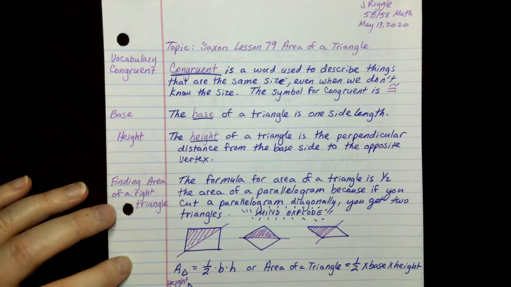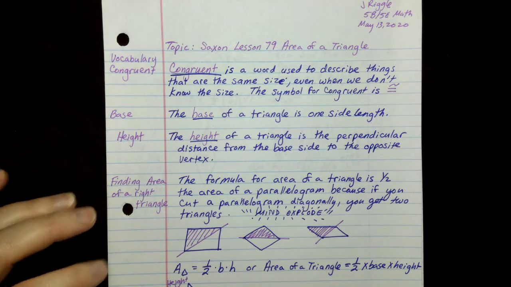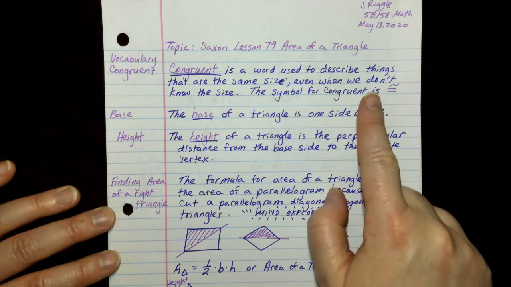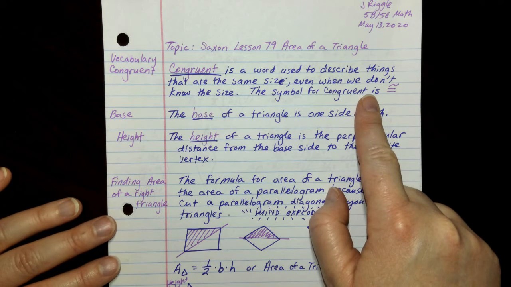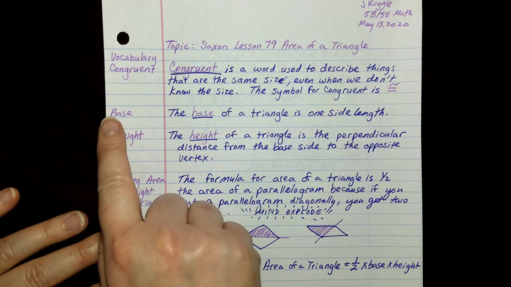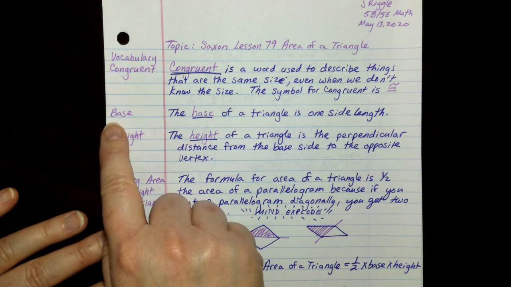So I like to use the example of if you find two people in class and you put them next to each other and you can see that they're the same height, you can say they're congruent. You cannot say how tall they are unless you have a ruler to measure them. So congruent is where we know that they're the same, even if we don't know what that number is. Our next word is base.